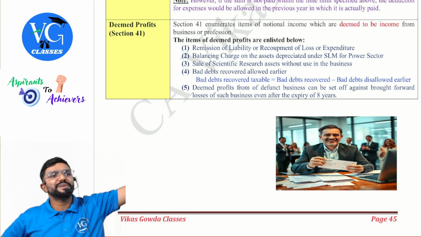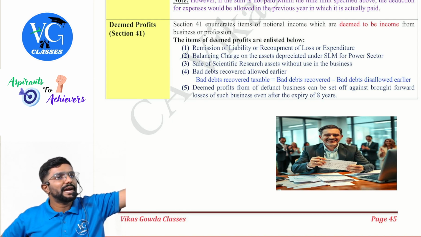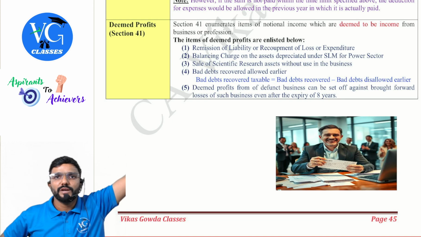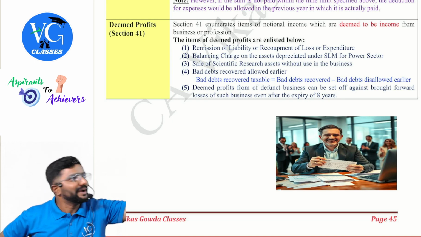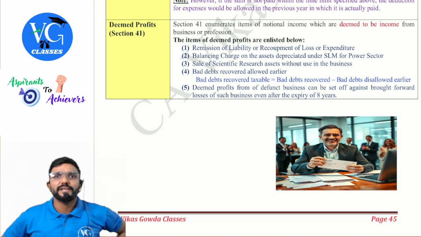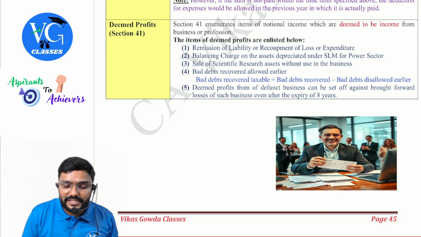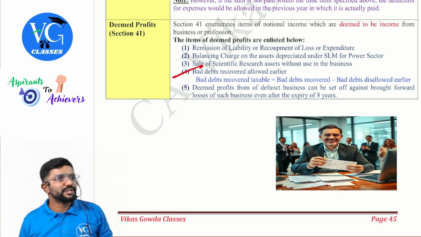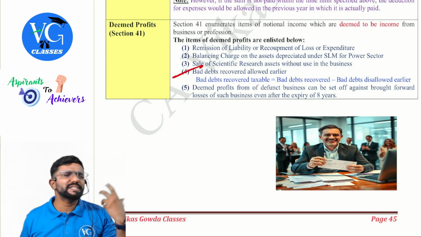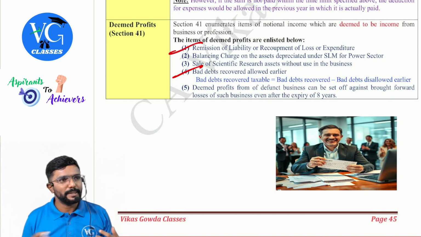Guys, in the past, assuming previous year 2021, I had claimed some expenditure or losses under the head PGBP. Now I have recovered it in 24-25. Is it taxable for me as business income? Yes, it is taxable. If it is a bad debt recovered, we have a separate section for it. Subsection 4. If it is any other expenditure or loss, then subsection 1.